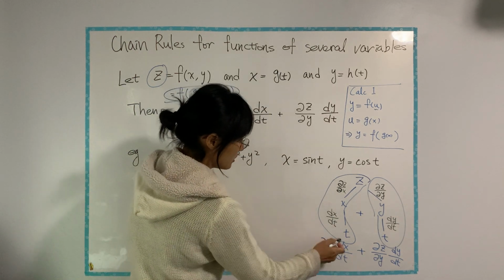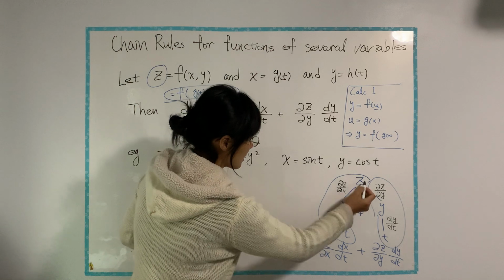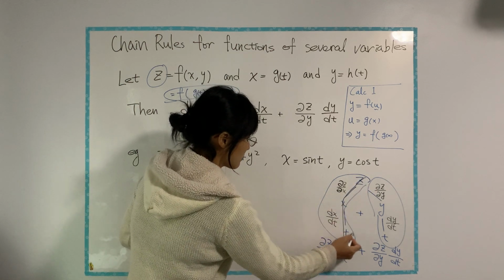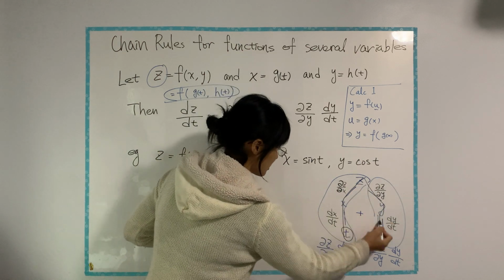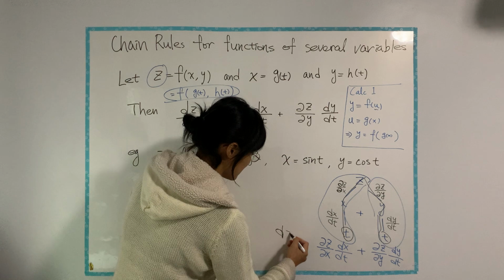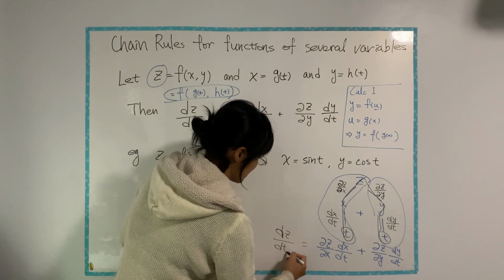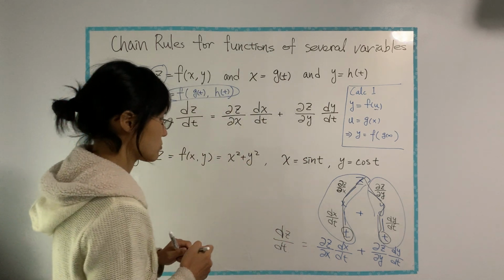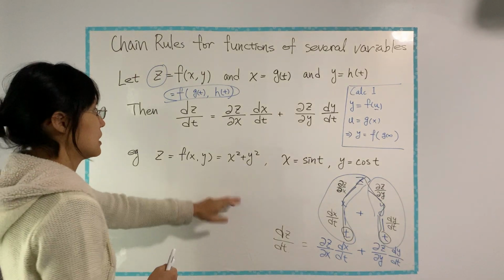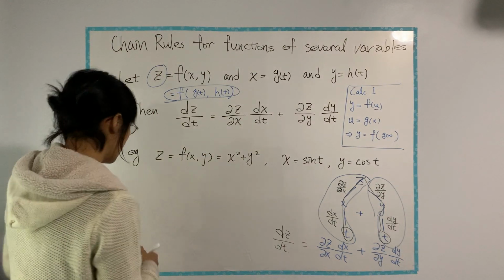So down here what you have is, well, how do you differentiate z with respect to t? Differentiate z with respect to t. So this is dz/dt. Okay. So now you can use this diagram to help you apply the chain rule formula.